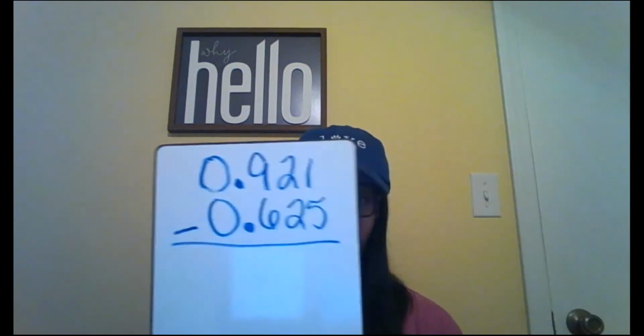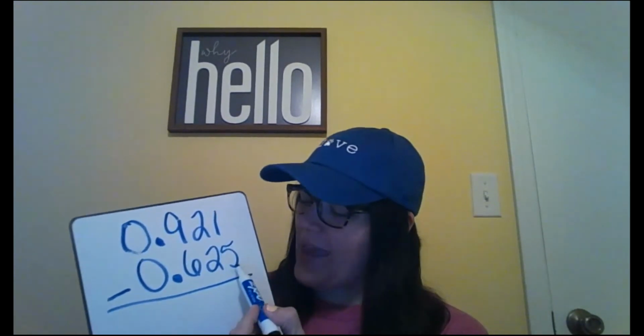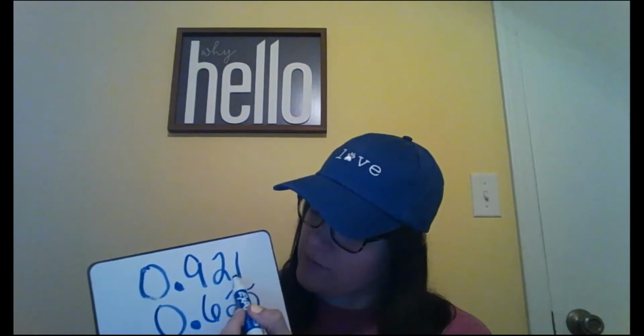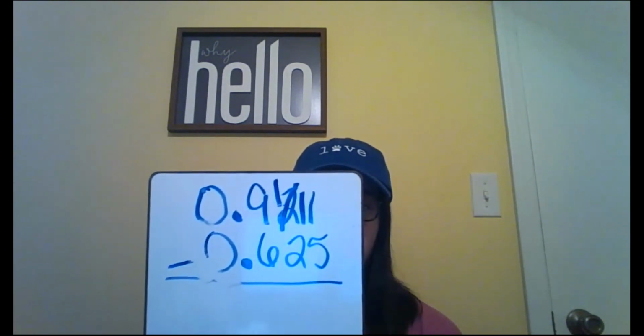So do not switch that around and say 5 minus 1 is 4. That is not how we do it. You can't say 5 minus 1 is 4. No. We have to borrow. So we're going to borrow from this 2. And the 2 becomes a 1. So now our 1 becomes an 11.